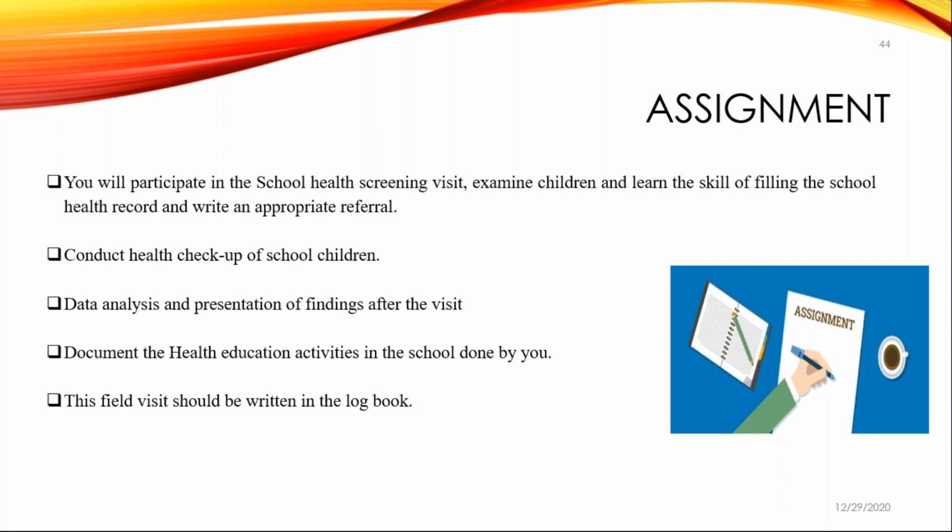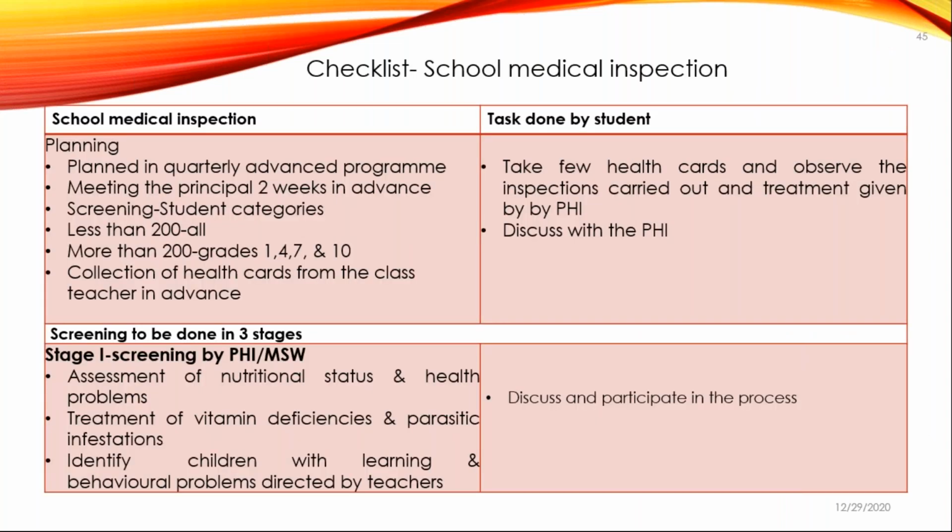Ma'am, next slide, please. So we have made a checklist wherein we have identified that the school medical inspection to be undertaken by the students will be basically under 3 categories. In stage 1, the first stage of screening will be done by the public health inspector, who will be assessing the nutritional status and health problems, treating the vitamin deficiencies and parasitic infestations identified, and the children who have learning and behavioral problems will be screened by the teachers.